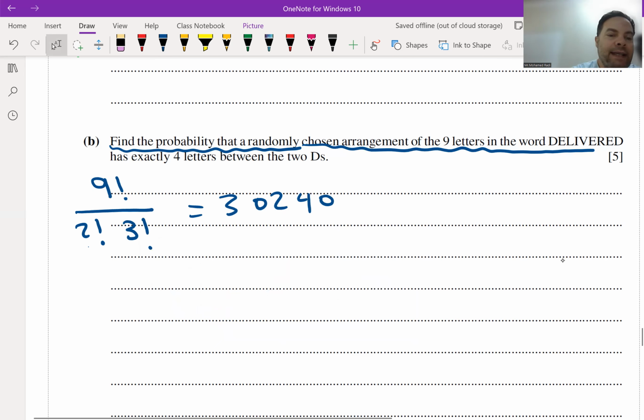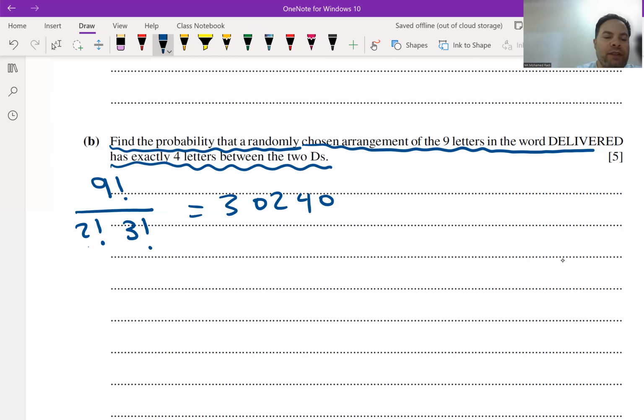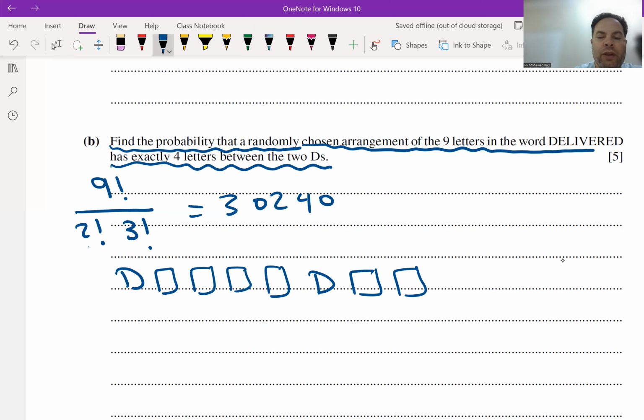Has exactly 4 letters between the 2 D's. Let's start the first case. Let's say we have letter D, then 4 places in between, 1, 2, 3, 4, and again letter D, then 3 left, 1, 2, 3. This is the first case, but I will shift the D instead. I will leave the first one.